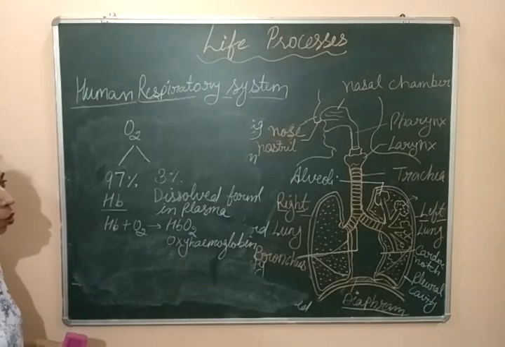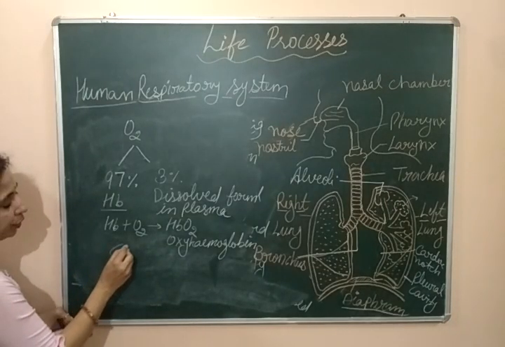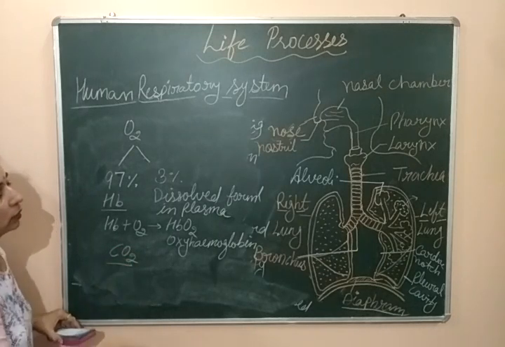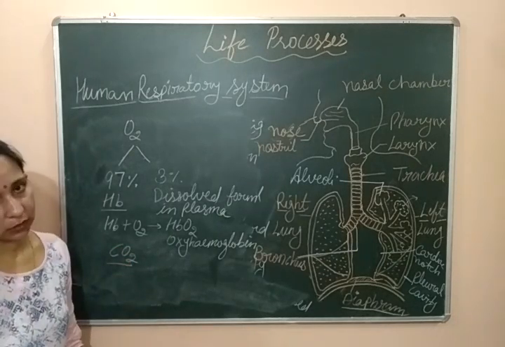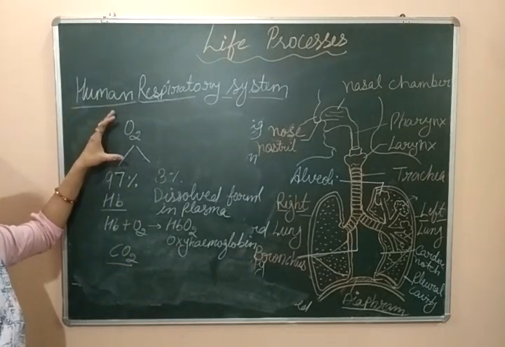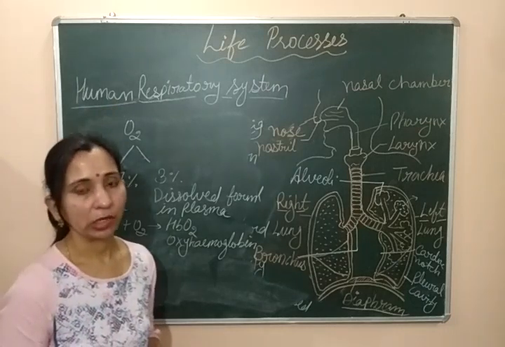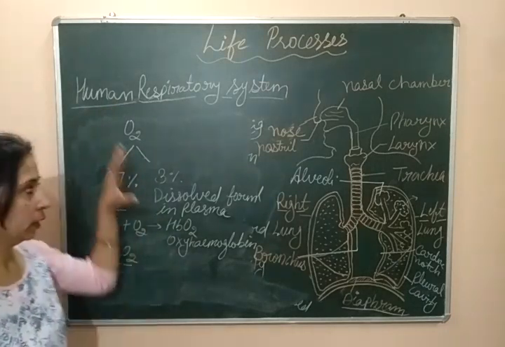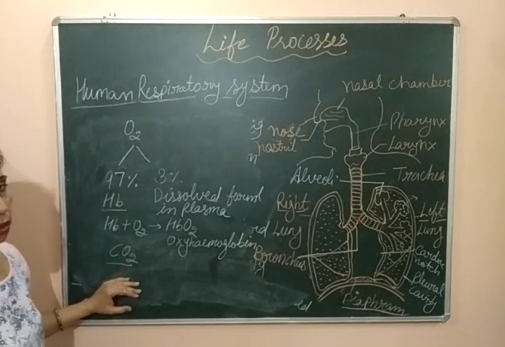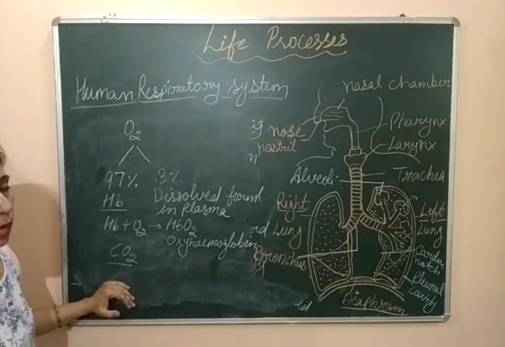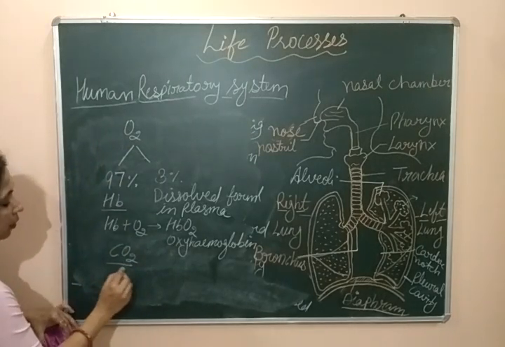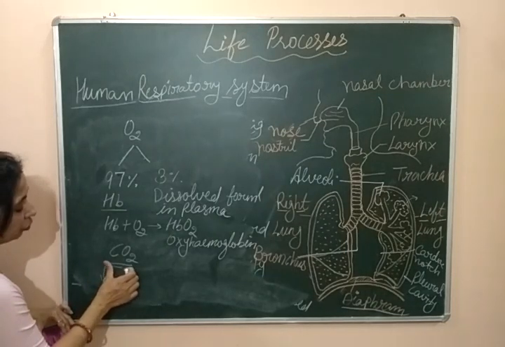Now let's see how carbon dioxide is transported in the body. We are discussing the transportation of gases, how the two important gases, oxygen and carbon dioxide, are transported inside our body. This is about oxygen. Now we will talk about carbon dioxide. How is carbon dioxide transported? Carbon dioxide is transported in three ways.